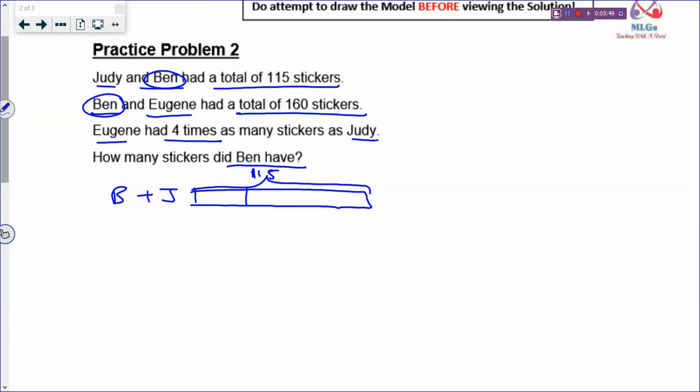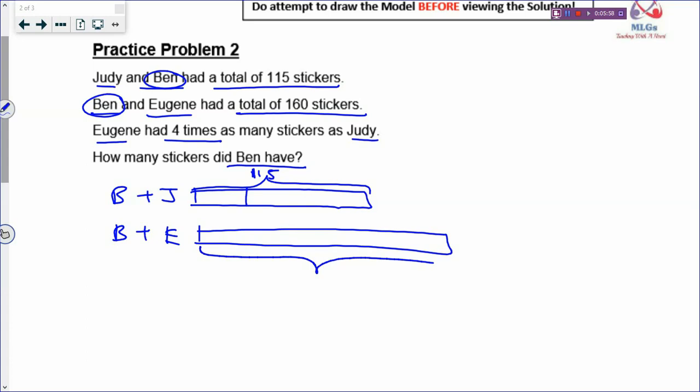And then you have Ben and Eugene. Same person again, and this time the rectangle will be longer because they have a bigger total, which is 160, and the same person, which is Ben. So I will draw the equal parts again. You can see there's an equal concept over here. You have the same person, so you have 2 equal parts. And then Eugene had 4 times as many as Judy.